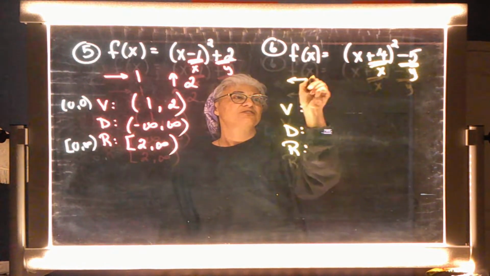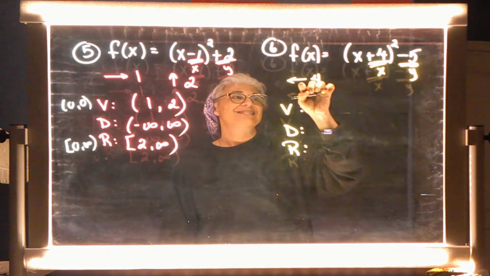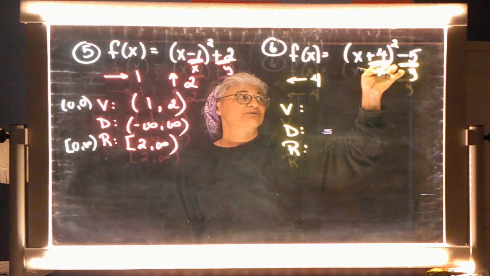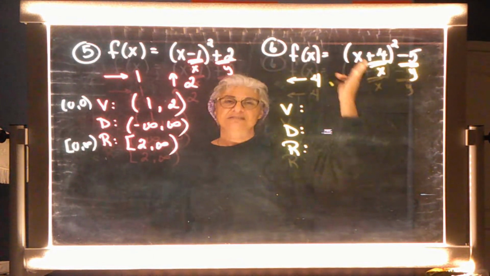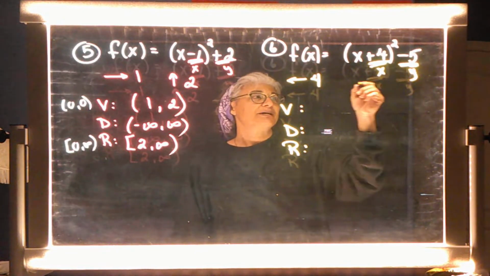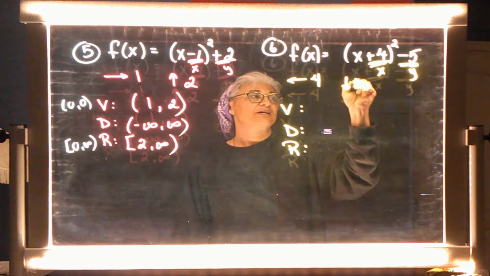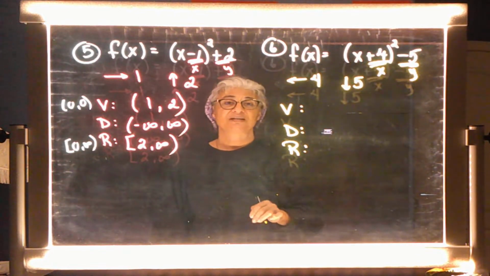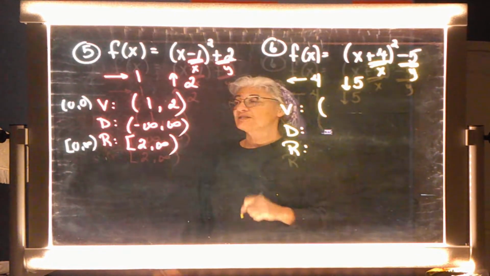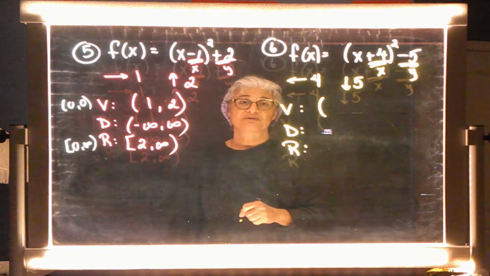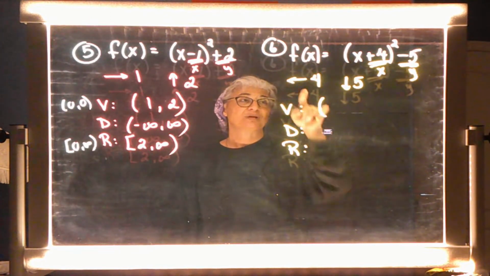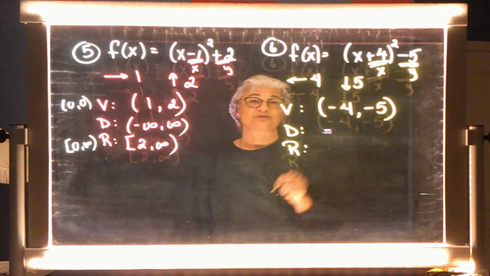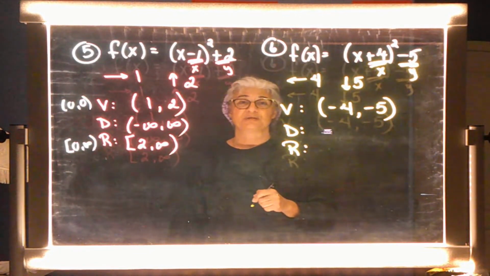Good, left 4 spaces, because negative 4 plus 4 is 0. 0 squared is 0. This minus 5, yep, down 5 spaces. 0 minus 5, minus 5. So the vertex was originally 0, 0, but now you went left 4 and down 5. So that's where the new vertex is going to be.